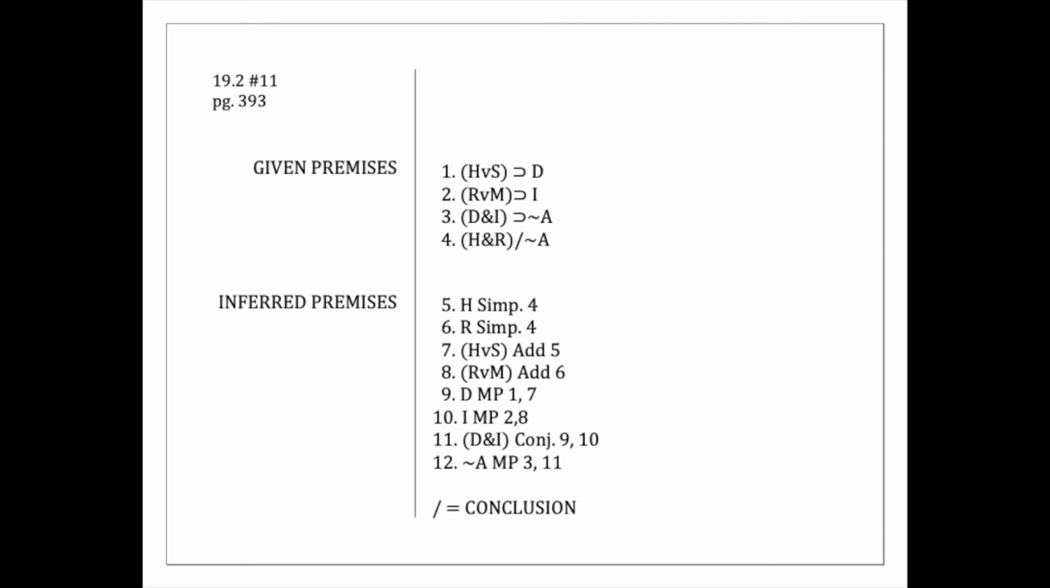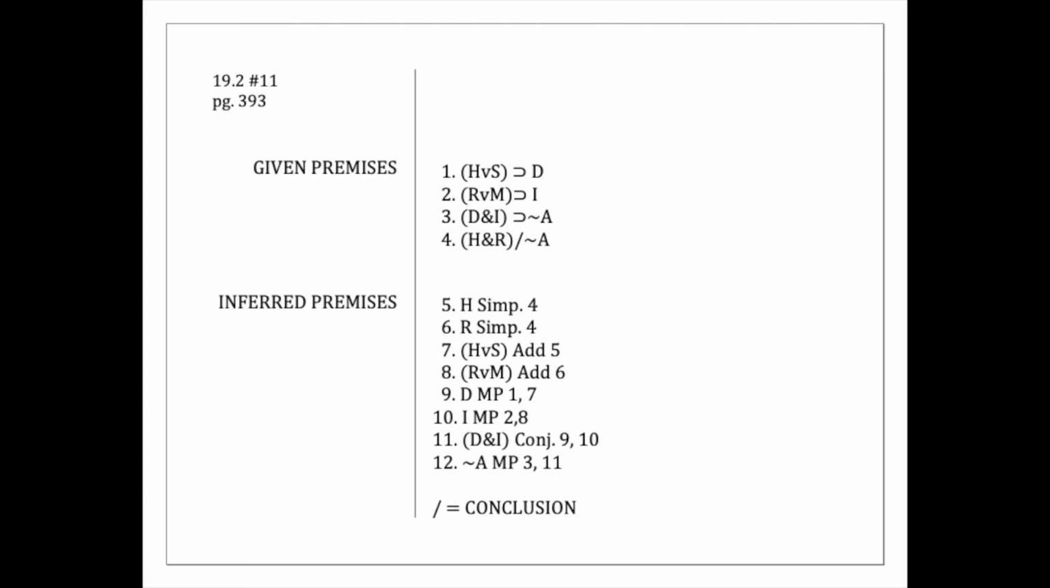Well, given the conjunction in premise 4, we can use the simplification rule to infer H by itself. We can also use the simplification rule to infer R by itself. Once we have inferred H by itself, we can use the addition rule to infer the disjunction H or S. Once we have inferred R by itself, we can use the addition rule to infer the disjunction R or M.